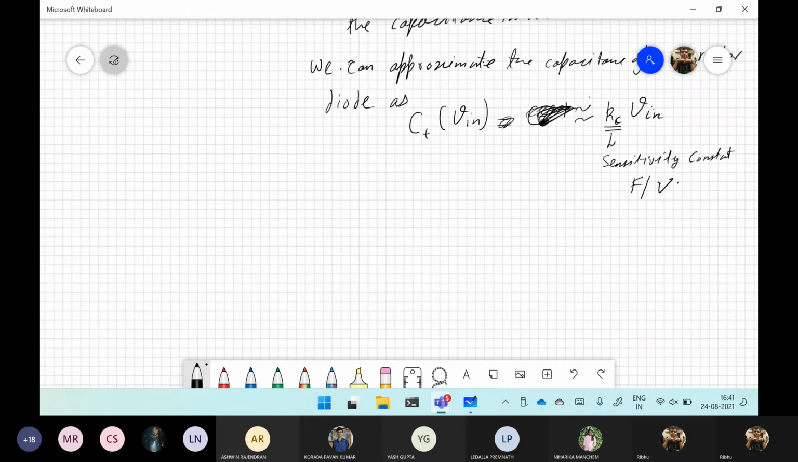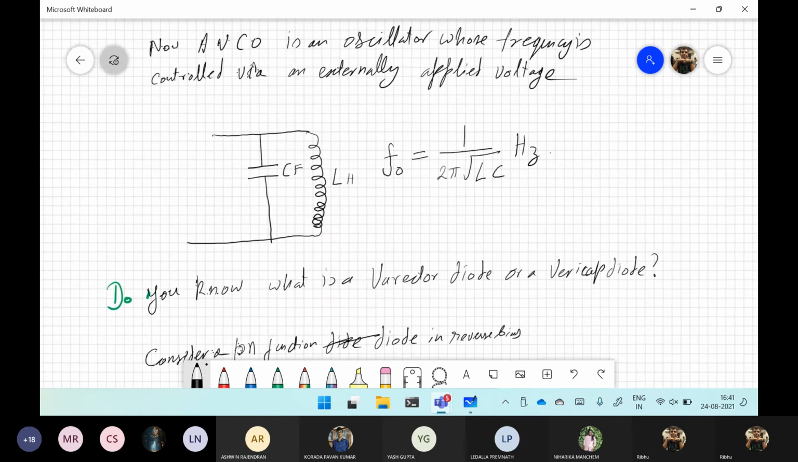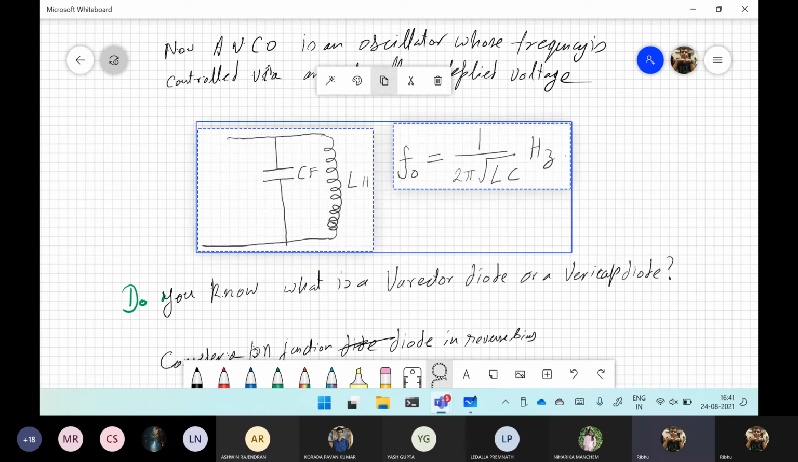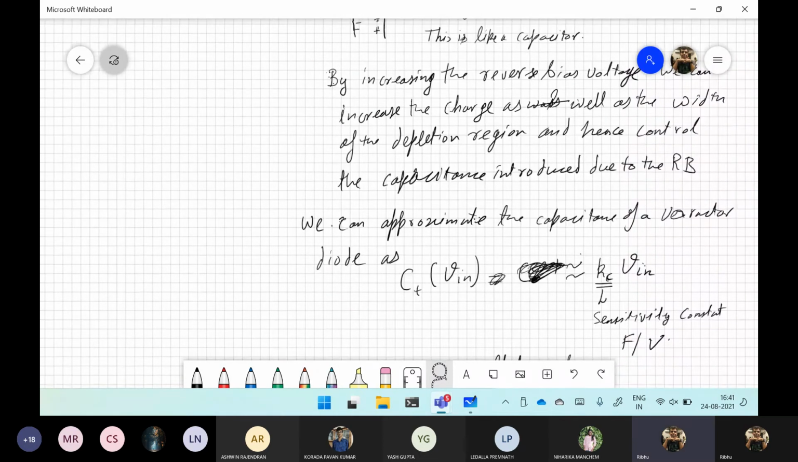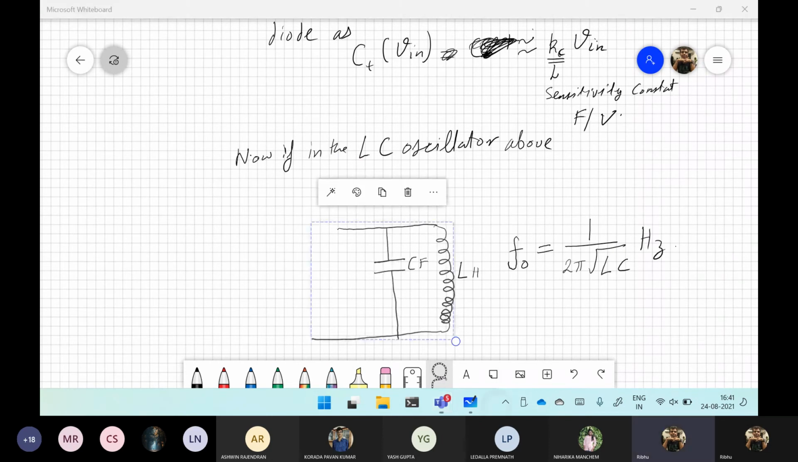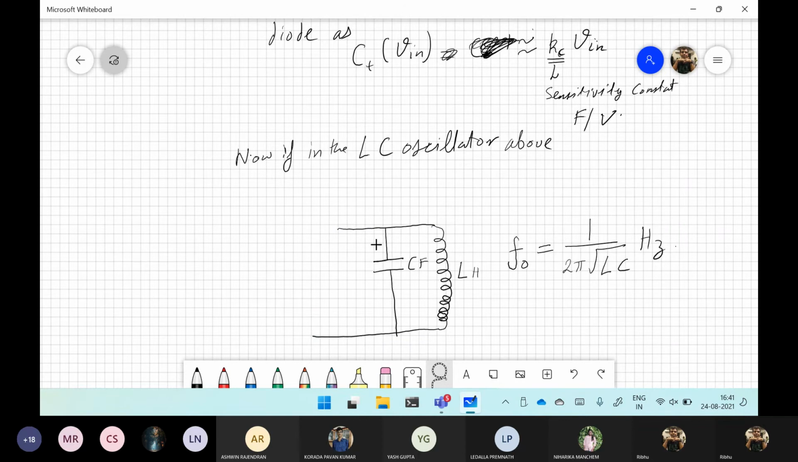And now, in the LC oscillator, through lasso, copy, and I add in parallel to this.